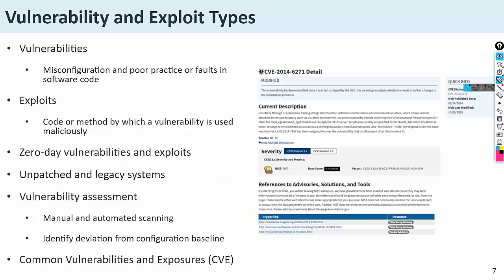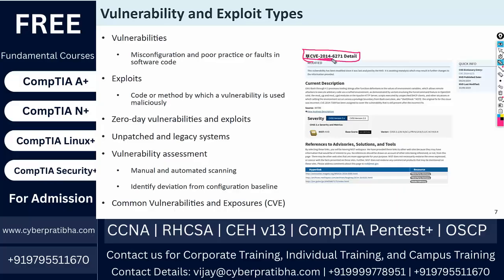So what is the CVE? CVE is just a common vulnerability or exposure, a location where all types of CVEs exist. A CVE is written like 2014-6271, meaning this vulnerability was discovered in 2014 and the number was 6271, and the detail is available here, in the current description.